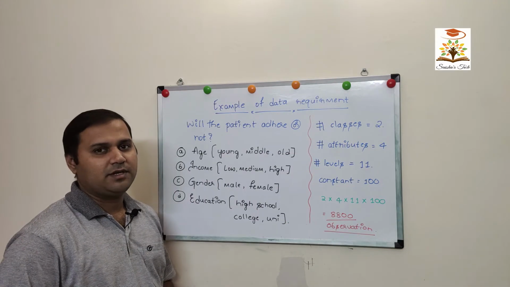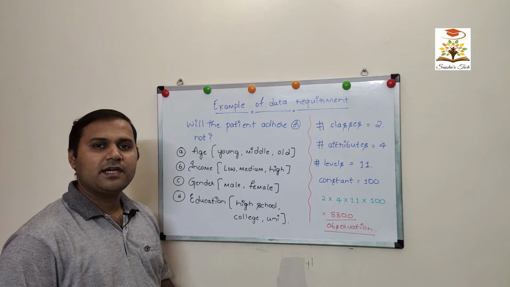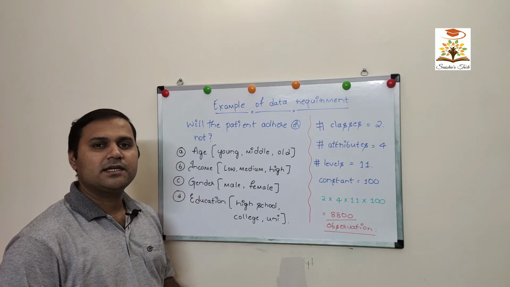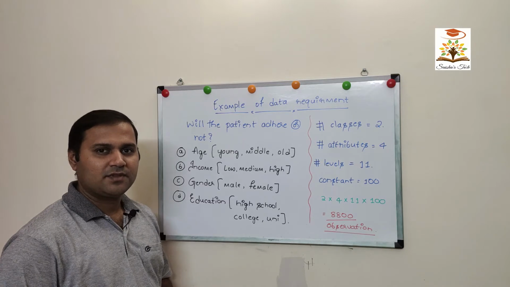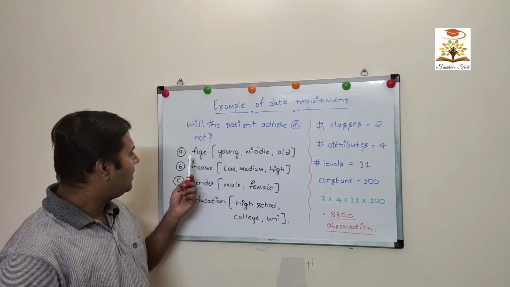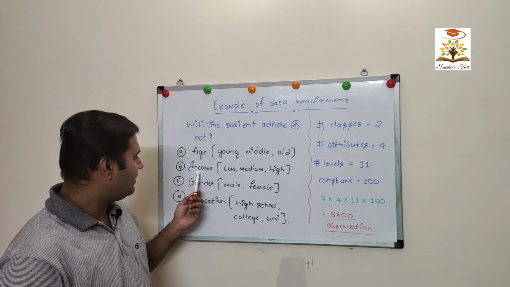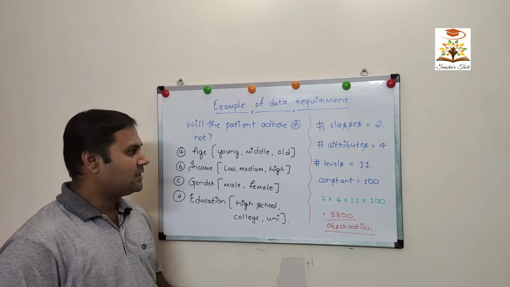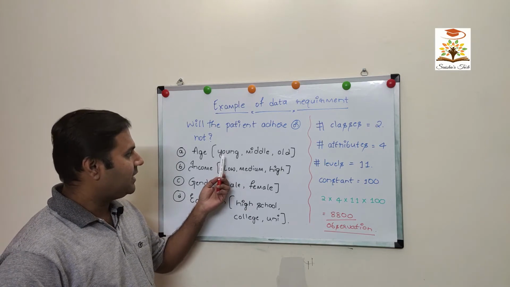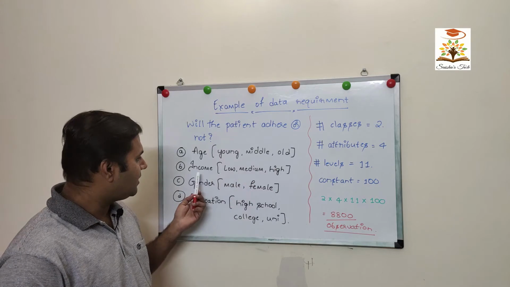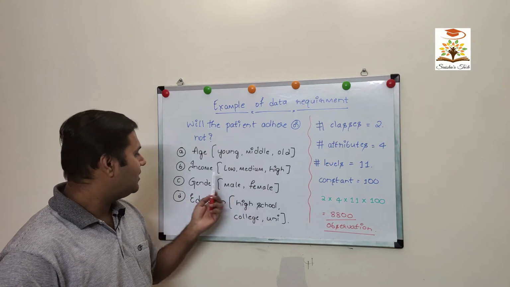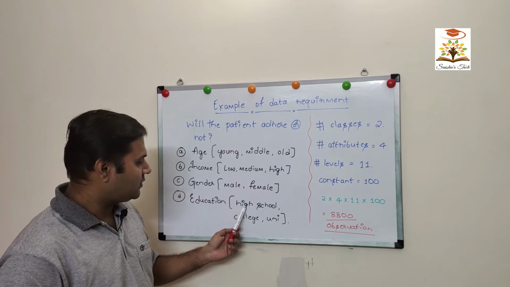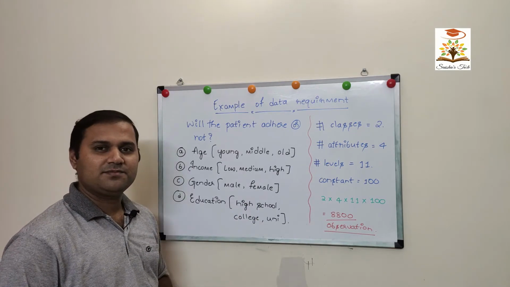The example of data requirement. Here we are identifying whether the patient will adhere or not. To identify this, we have collected numerous data. The data is related to age of the people, income level, gender and education type. In age, we have different levels like young, middle and old. In income, we have low, medium and high. Gender, we have male and female. Education, we have high school, college and university.